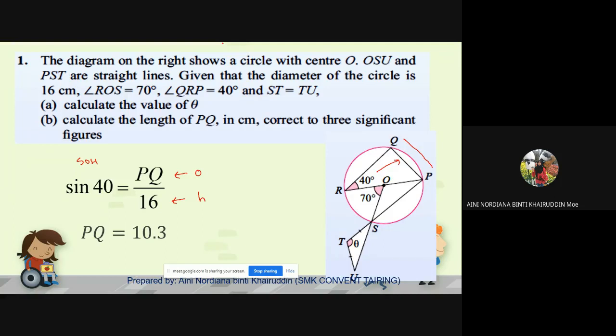Given that the diameter of the circle is 16. So RP is diameter, so RP equals 16. Then PQ equals sine 40 degrees times 16. You get 10.3. So this is the answer correct to 3 significant figures.